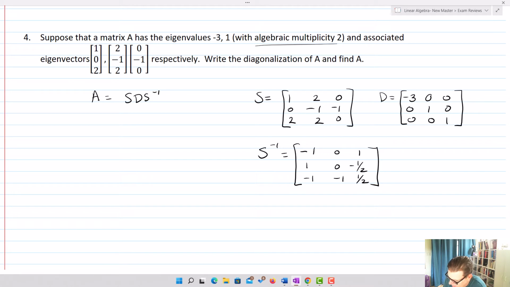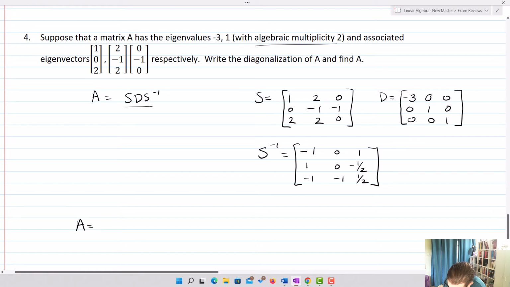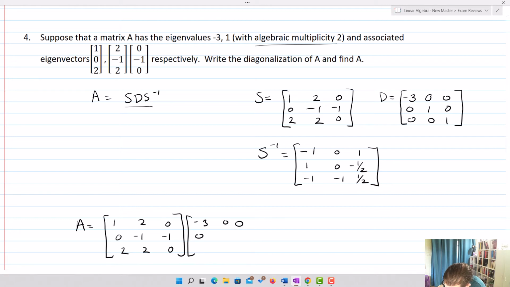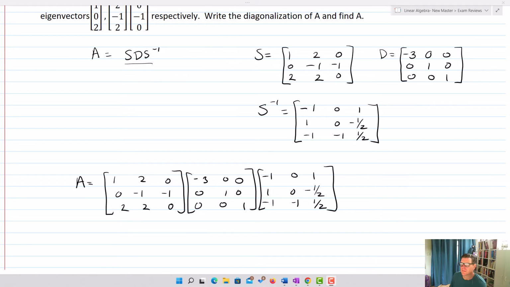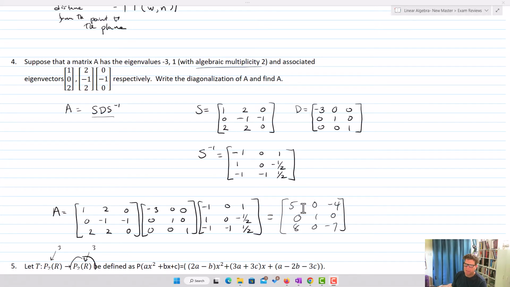Now A is going to equal SDS inverse, so that's the diagonalization of A. So we have A equals 1, 2, 0, 0, negative 1, negative 1, 2, 2, 0, times negative 3, 0, 0, 0, 1, 0, 0, 0, 1, times negative 1, 0, 1, 1, 0, negative 1 half, negative 1, negative 1, 1 half. And then to find what A is, I just have to multiply those three together. Plug that into our calculator and we get 5, 0, negative 4, 0, 1, 0, 8, 0, negative 7.